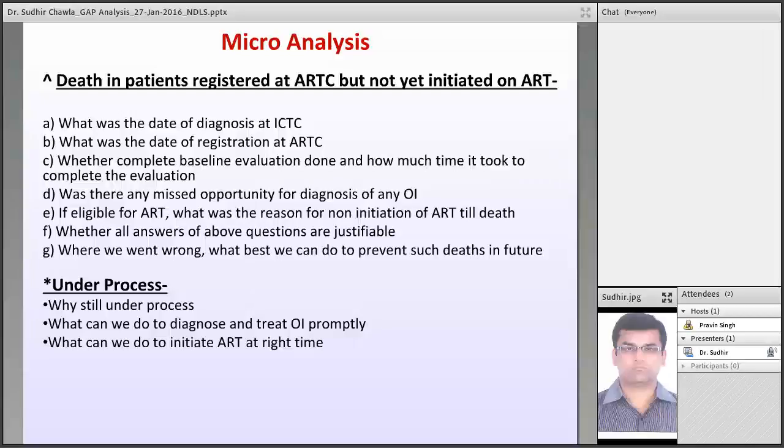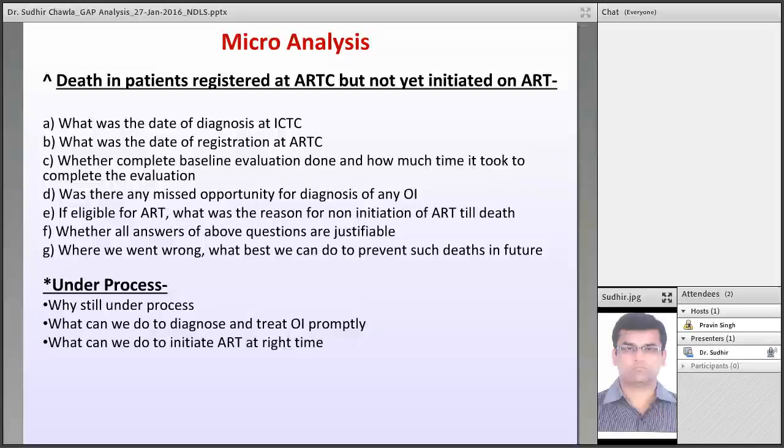So again we can divide this gap into 5 broad categories like death, defaulter, opted out, transfer out, and under process. When we are talking about this gap and we have these 5 broad heads, we have to think about why those who are initiated on ART, they are not with us, they are not in retention. Why are these patients under process? That we have to think, like we have discussed in the previous slide, under process for this gap.